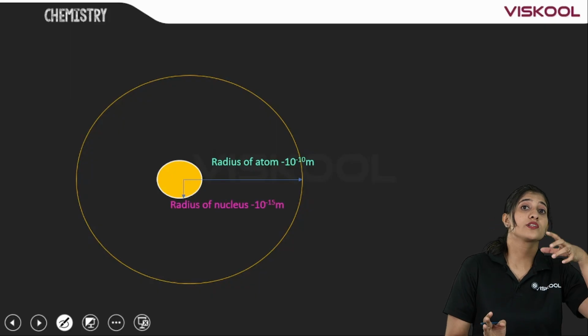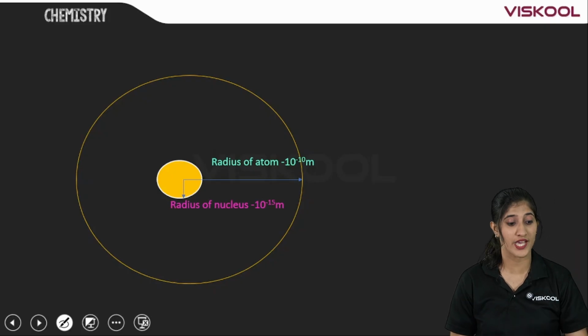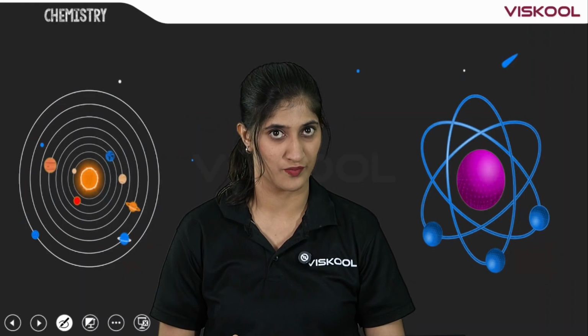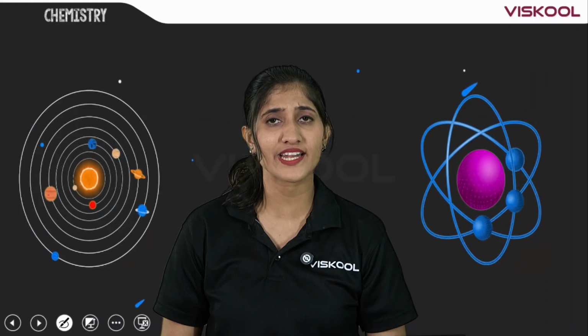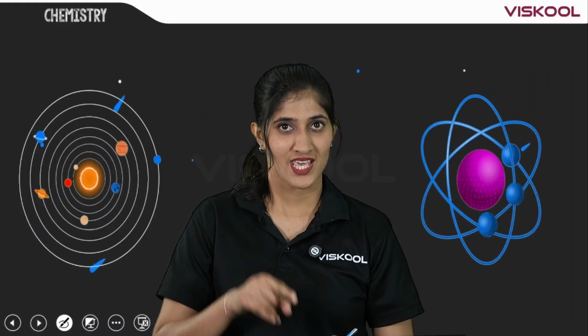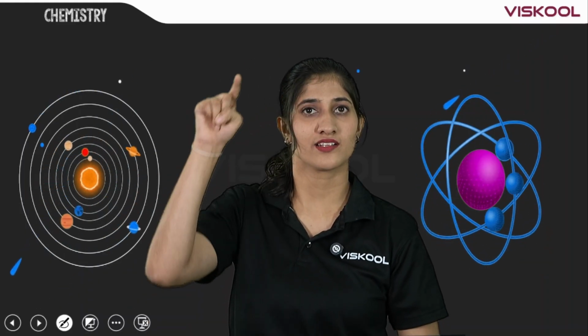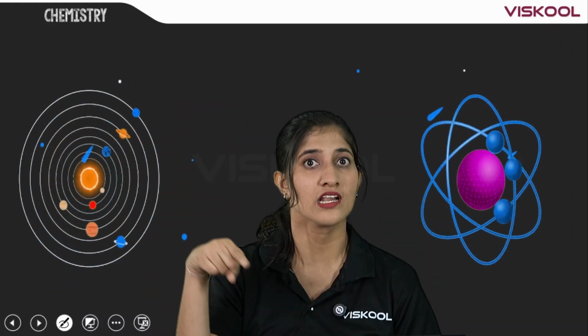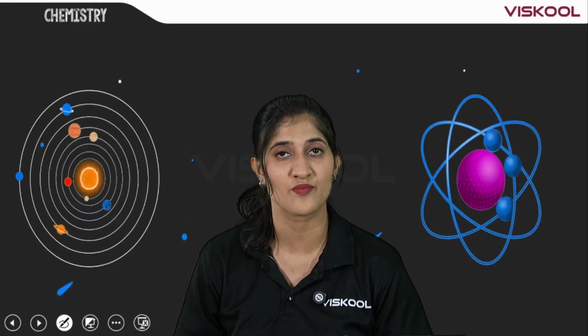Now, based on the observations and conclusion, he proposed planetary model of atom. He said that atom is like a solar system. Now, what really happens in a solar system? Yeah, sun is at the center, the planets are revolving around the sun in the circular orbits, right? This is what happens in the solar system.